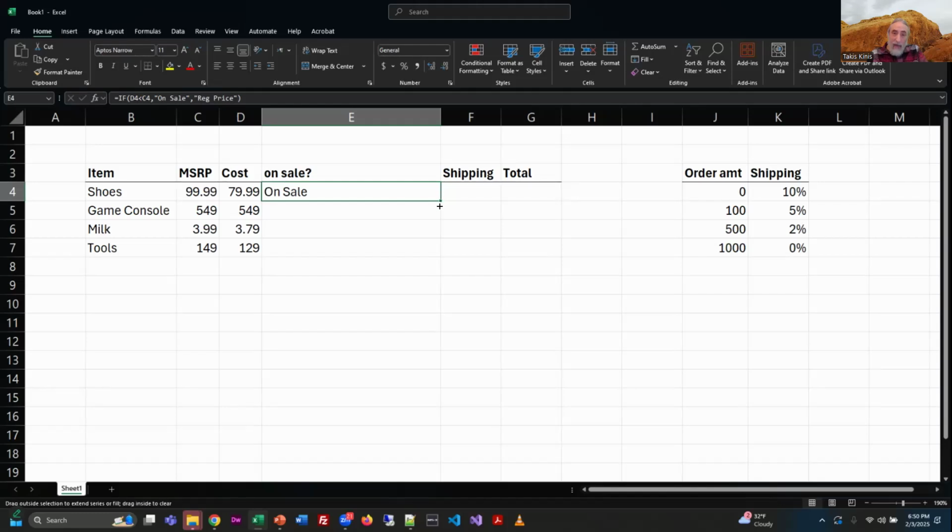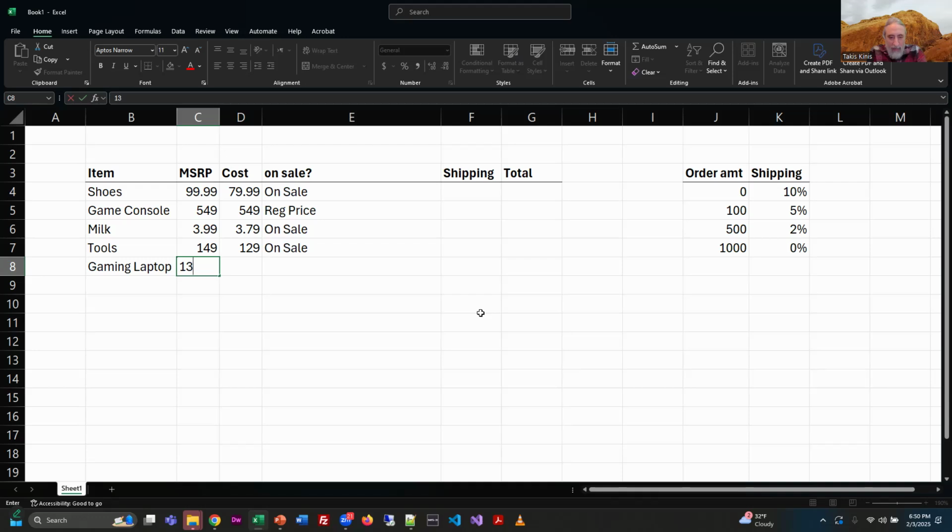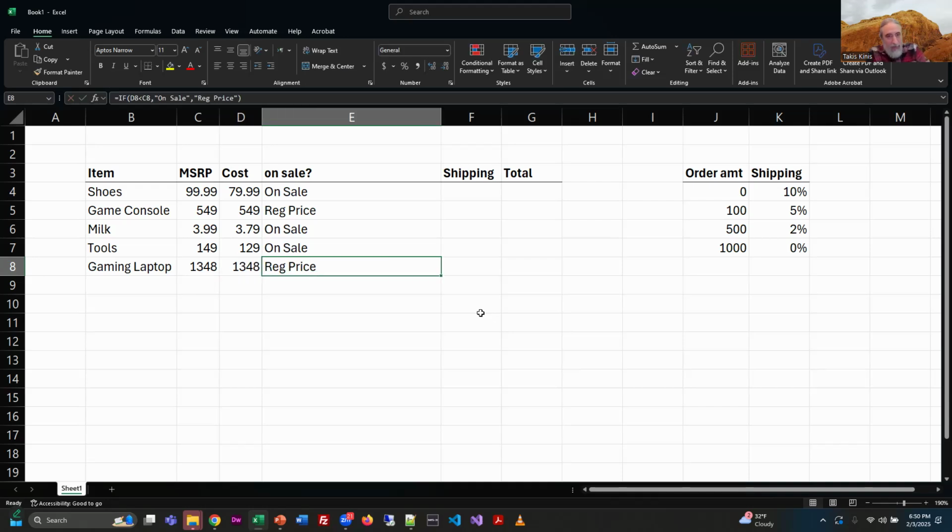I can drag that formula down, right? And so the game console is regular price, the milk's on sale, and the tools are on sale. And then if I came up with another product, give me another product here. How about, okay, gaming laptop, how about that? Right, and that's going to be a lot more expensive. That's going to be, I don't know, $1,348, right? That's the MSRP, and it's not on sale. It's got the new NVIDIA card on it, so they're not discounting it. So it's regular price. Right.